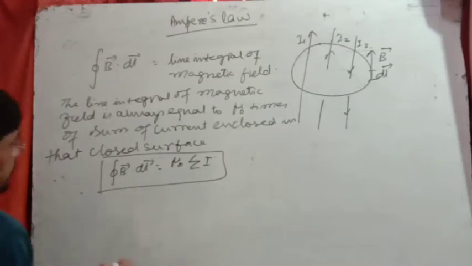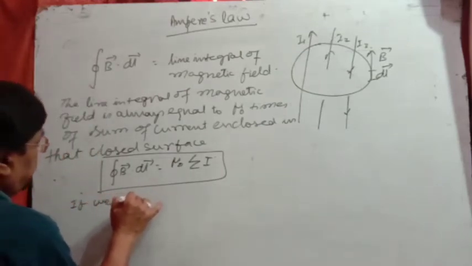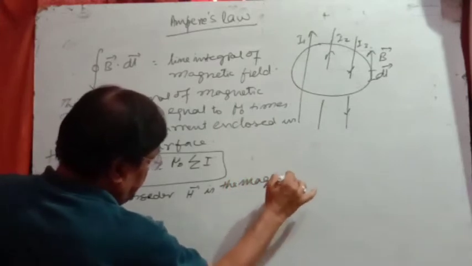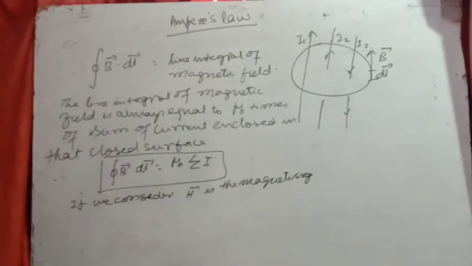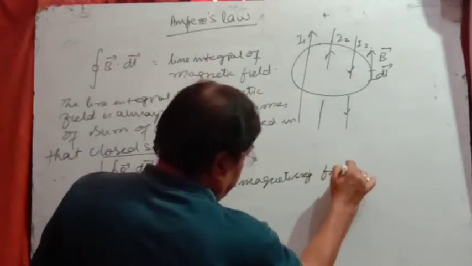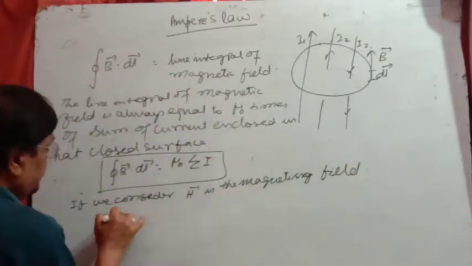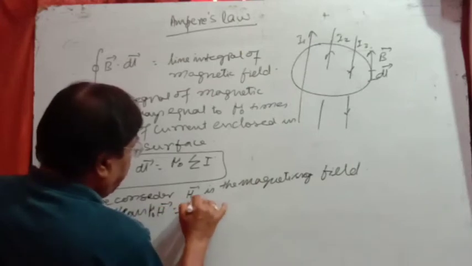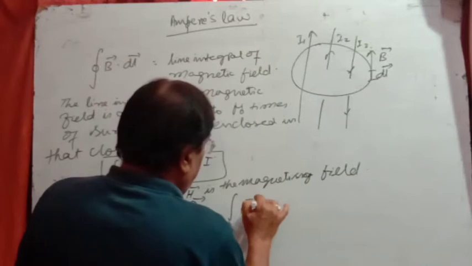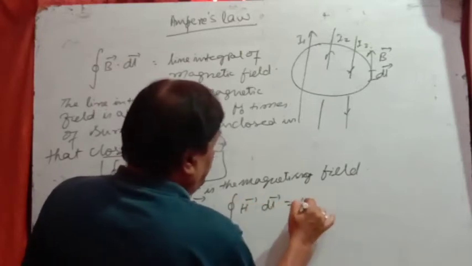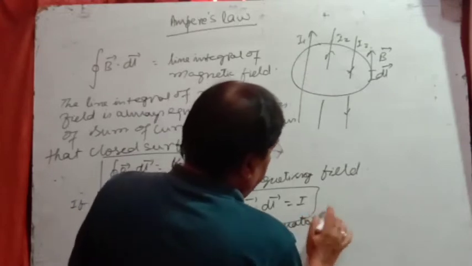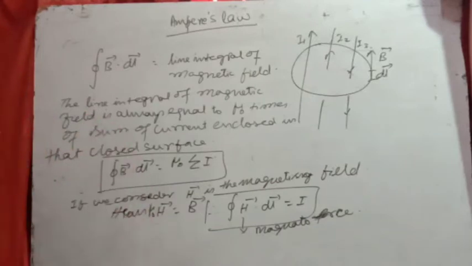It is the line integral. If we consider H as the magnetizing field, then the relation is mu naught H equal to B. So we substitute here, and we get the closed integral of H dot dl is always equal to I, and this term is called magnetomotive force, MMF. So it is Ampere's law.